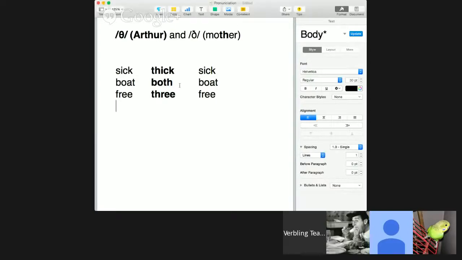All right, Ali, your turn. Sick, thick, sick. Both, both, both. Free, three, free. Well done, Ali. That was perfect. Awesome work. Okay, so now we're going to give you another list of some words. These ones all have the same sound, so they're all for practicing this th sound. So mics off and have a little practice.